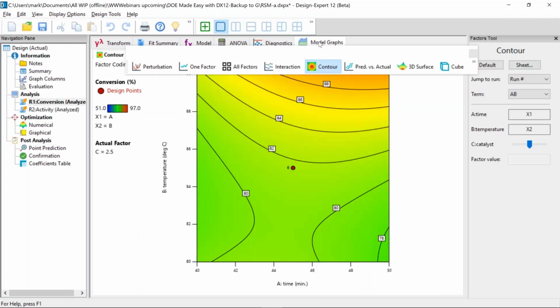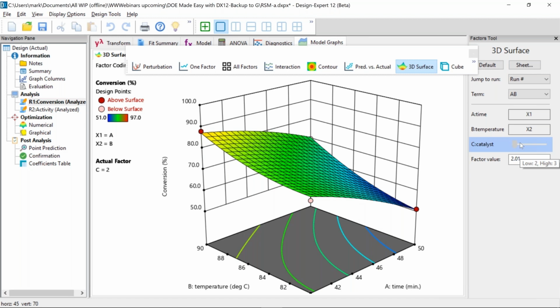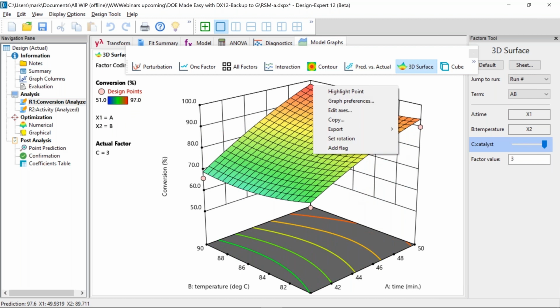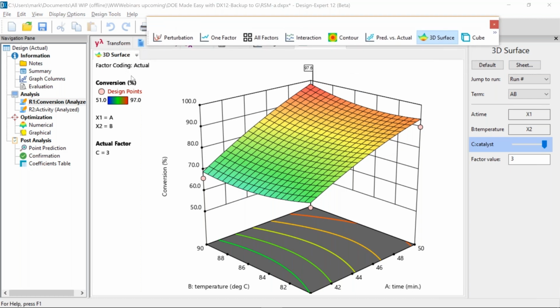And now we can generate these beautiful contour graphs and look for the hot spots for the conversion up here. You can set flags. And then why not look in 3D view? And we can slide this catalyst around and see if we can get a higher amount. And it looks like if I go to the high end of the catalyst, I can get a really good result up here. And that'll give us a very high yield. 97%, I'm getting there. It's a very small number, but that's very high, near 100%.